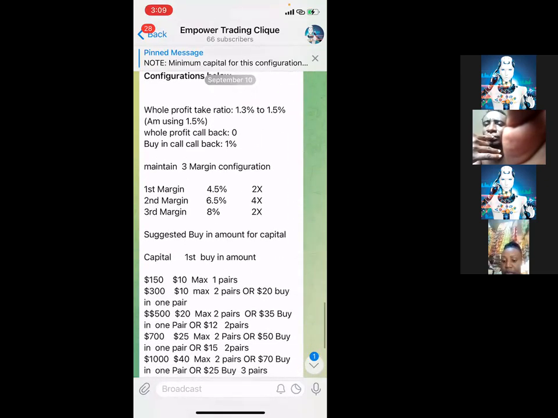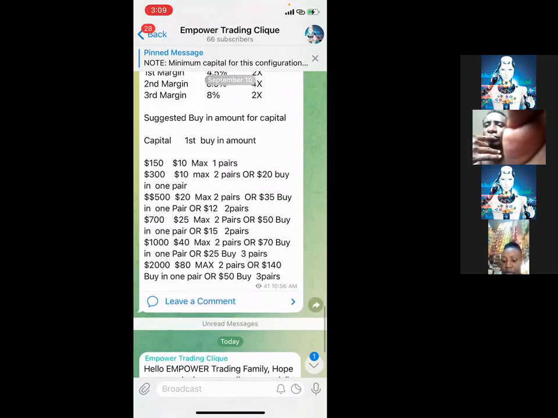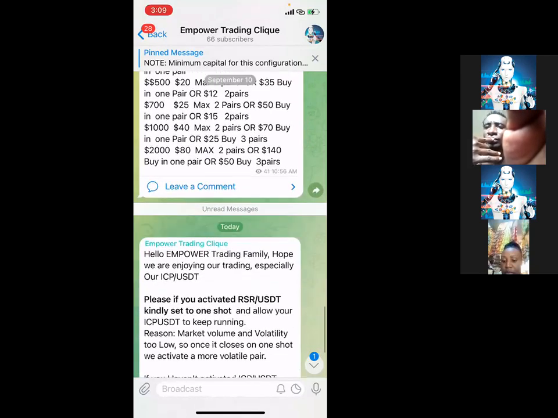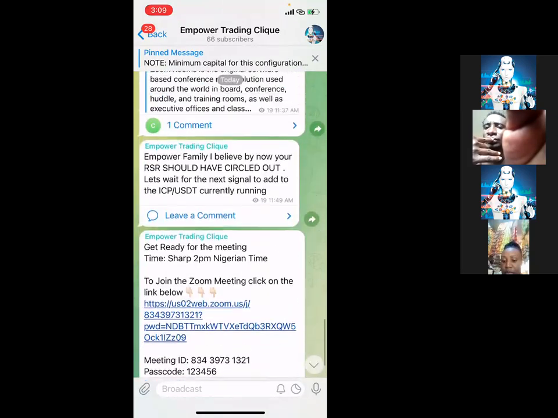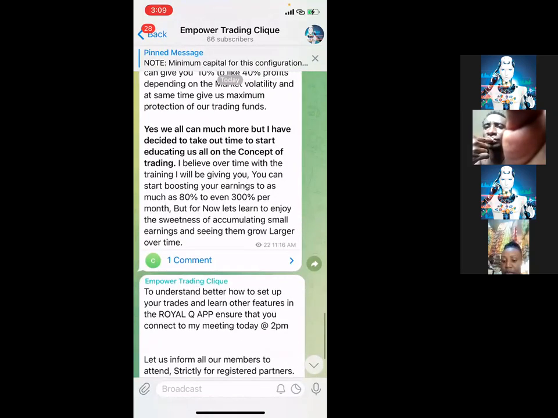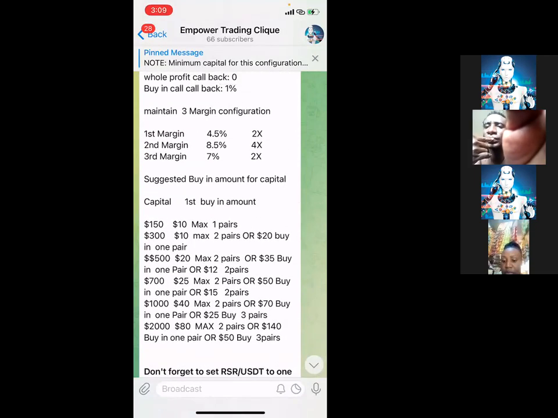Let's take a look at the new signal I gave. Here it is. Watch this. If you have $150, make sure it's only one pair you are trading. Don't make that mistake. I am also in the trades with you. In a scenario where the market goes down, with the excess money we have, we are always bouncing back and making so much money. So please make sure you stick to these things.